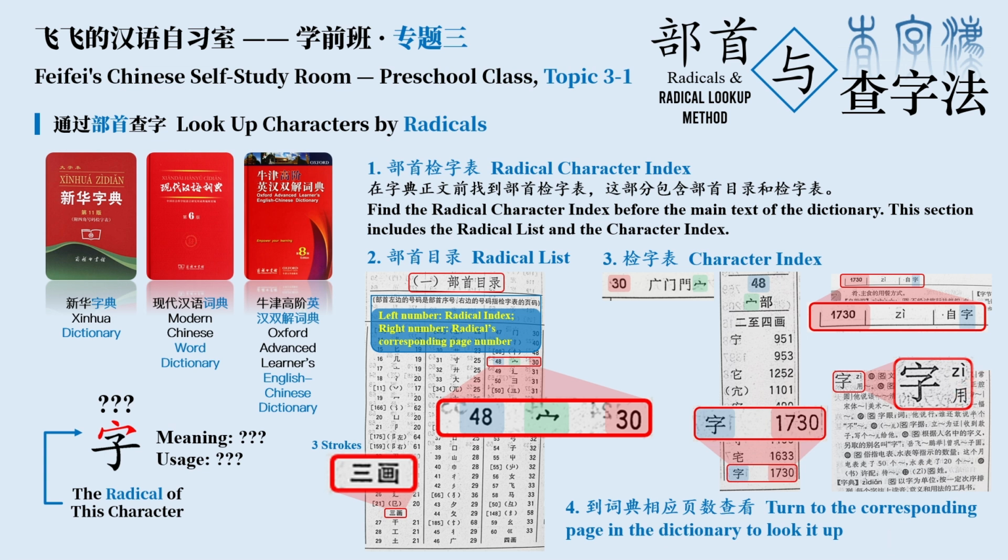Okay. In this lesson, we learned how to independently recognize and learn Chinese characters through the radical lookup method with an example. The key and difficult part is being able to identify the radical of a Chinese character.